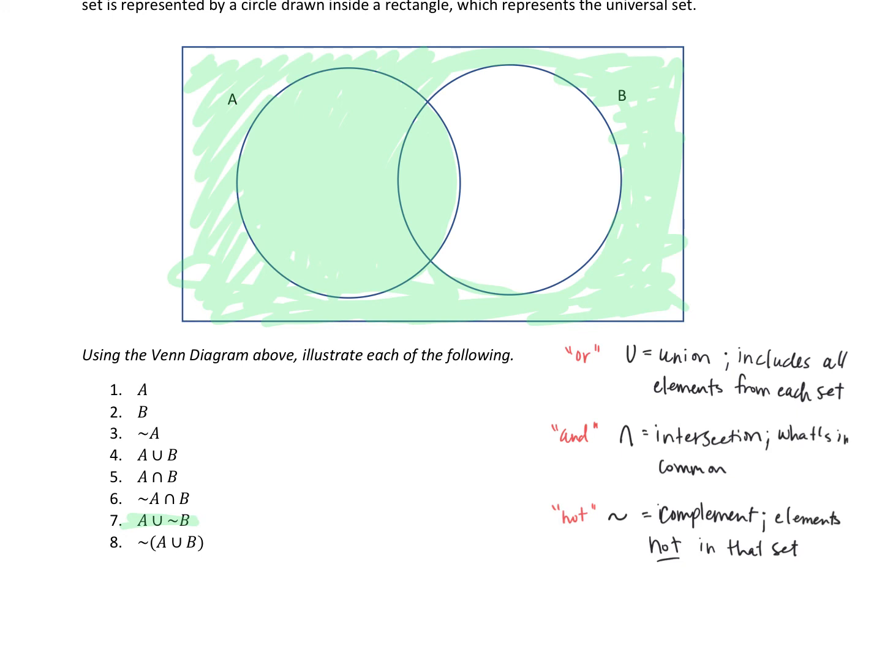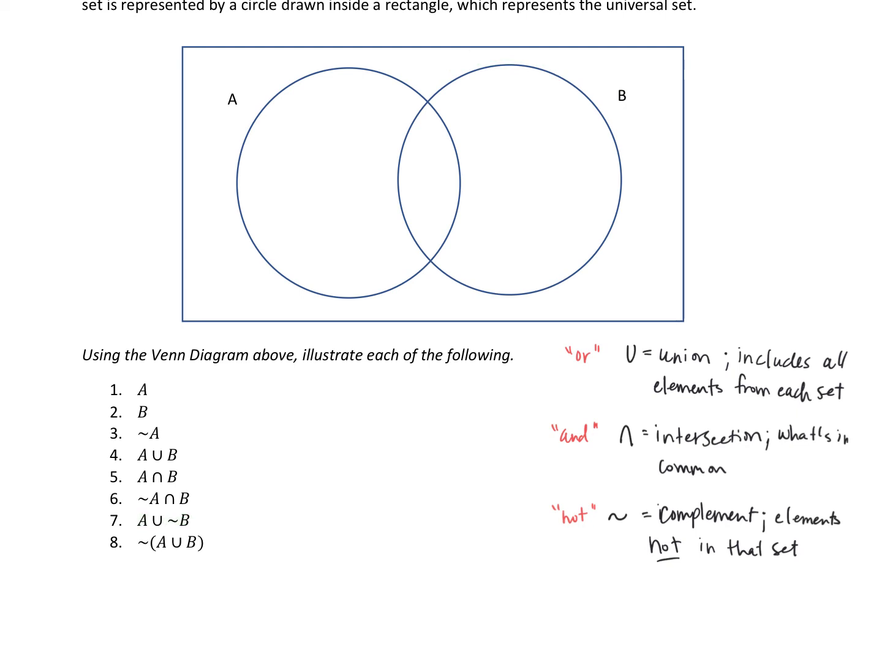So that would represent number 7. That's A union, not B. Notice that this section is in B, but that's okay because it's in A. So the union, if it's in either part, it gets to go to the answer, right? The intersection is different.